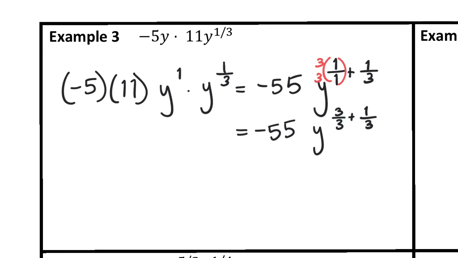Now the denominators are the same, so the numerators can add. So it's negative 55y to the 3 plus 1 is 4, with a common denominator of 3.